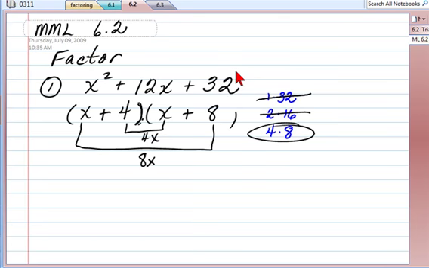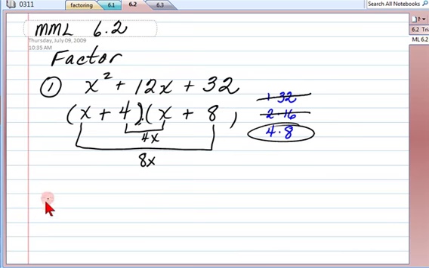So in section 6.2, and it's blue again, what you can count on is that it's going to be a plain old x squared. So it's going to be easy to determine what goes in the first spots, x and x. Then you're going to have to worry about how you're going to get a 32. I have many opportunities to get 32, but they have to combine through addition to give me the middle term. So there are two criteria: multiply together to give me the last term, add together to give me the middle term.